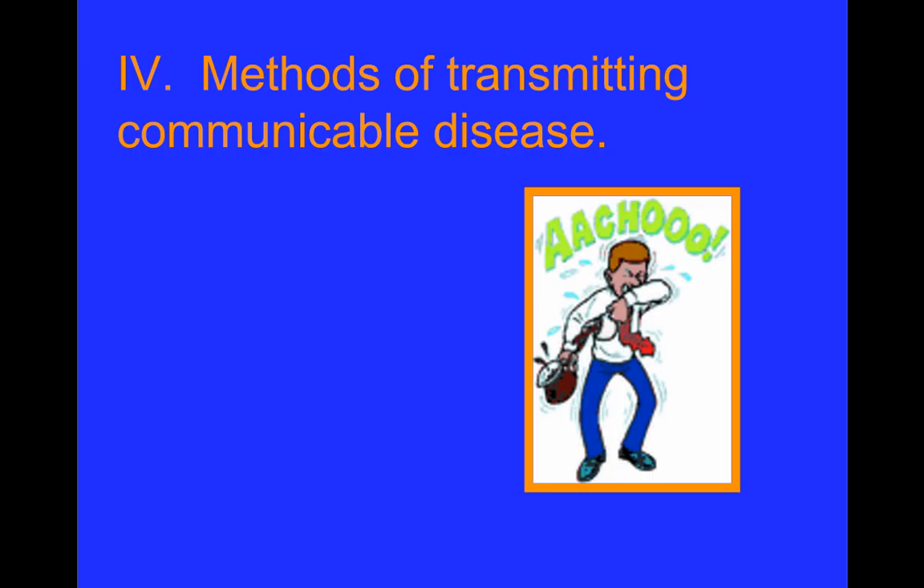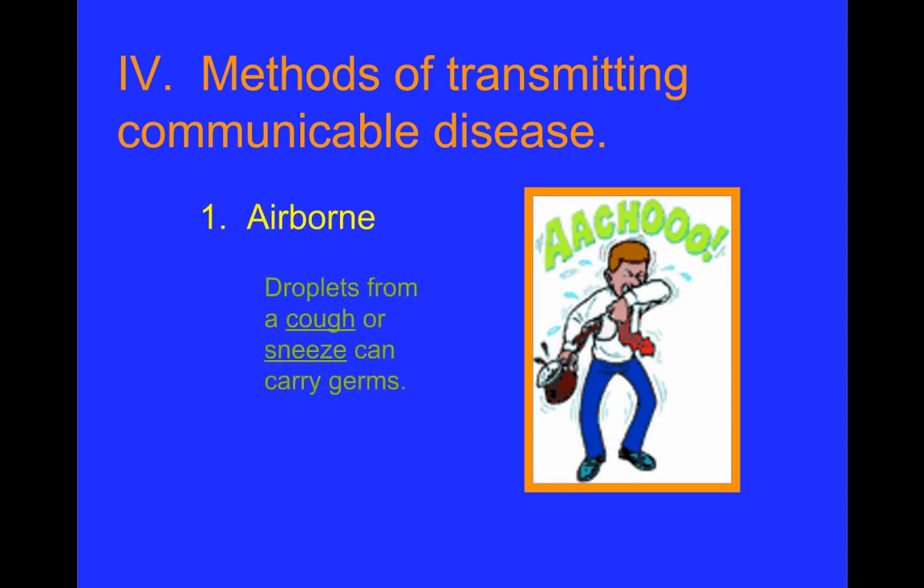Some methods of transmitting communicable diseases. Airborne. Droplets from a cough or a sneeze can carry around germs. Sometimes you can't see these airborne droplets. They're all over the place. So when someone sneezes, you might be able to see something come out of their mouth or nose, but what you can't see is the pathogens that are traveling all over the place.